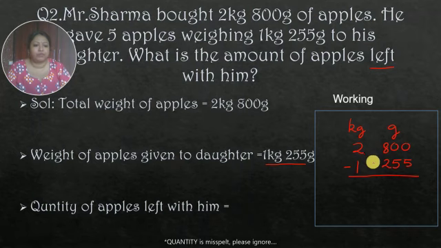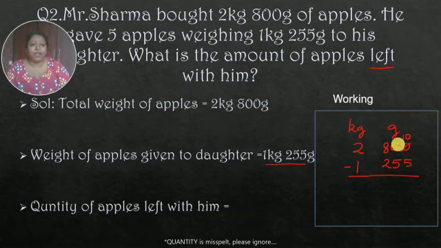Let's start our subtraction. 0 minus 5, as you know, we can't do it. We have to write 10 here. As we have borrowed from this, 0 becomes 9. And where from have we borrowed this? We have borrowed from here. So this becomes 7. Okay children, now let's subtract the grams column.